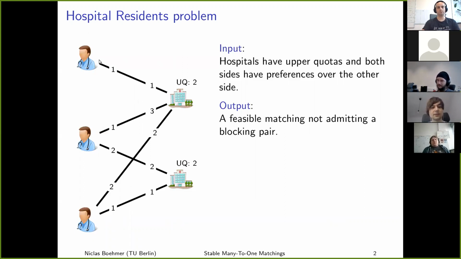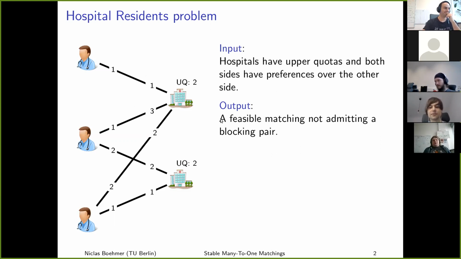So here we have an instance with 3 residents and 2 hospitals, and we assume that both hospitals have an upper quota of 2, and the preferences are encoded in these edges here. We draw an edge between a resident and a hospital if both accept each other, and the preference relation is encoded in the numbers closer to the agent. So for example, the first hospital prefers the first resident to the third resident to the second resident, which is encoded here in the 1, the 2 and the 3. So this is the ranking of the agent.